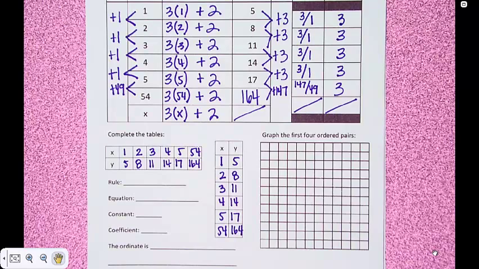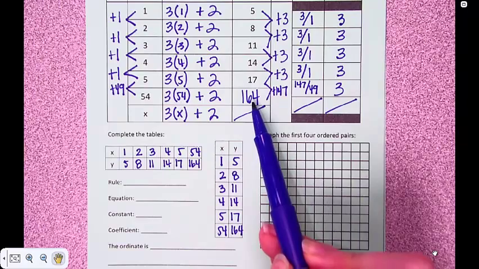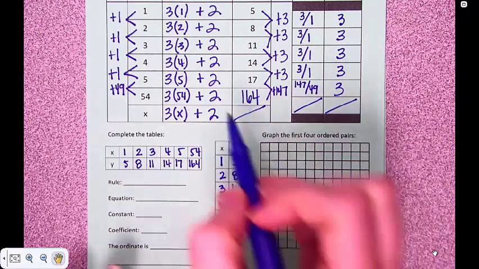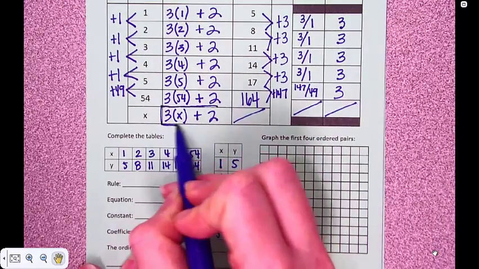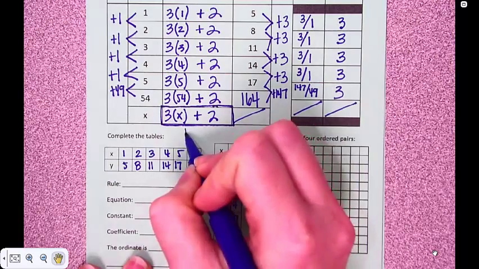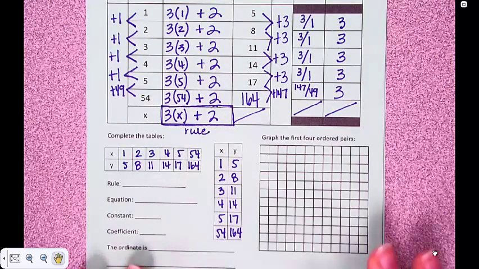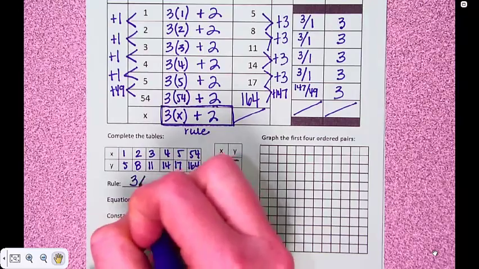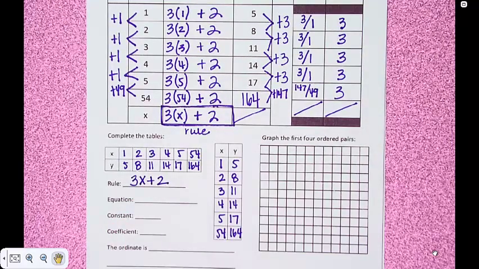Now we're going to fill in our rule. Remember, we were to find the 54th term, which we did, and the rule. Well, this last box in our finite difference table gives us the rule. The rule is the one with the X actually in the process column. So our rule in this scenario is 3x plus 2.